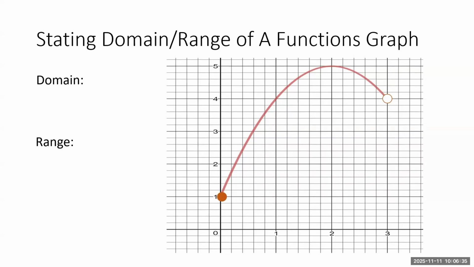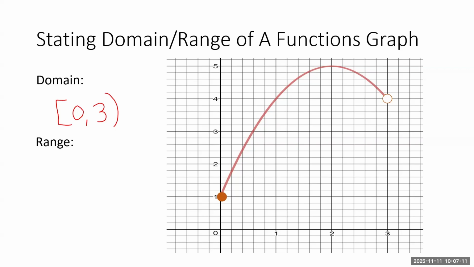Now, for the domain of this graph, I'm going to look from left to right. I'm looking for the leftmost point and which X value it occupies. Looking at this graph, all the way to the left, while it may be touching 1 on the Y-axis, its associated X value is 0. It's going to include 0 because that is a closed circle. It goes all the way to the right to the X value of 3, and that is an open circle. So my domain is going to be bracket 0, 3.